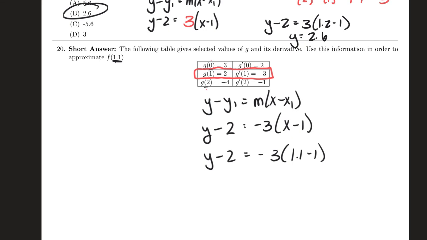1.1 minus 1 is 0.1. Multiply that by negative 3 is negative 0.3. And then you're going to add 2 to the other side to get y equals 1.7. So that's our final answer, 1.7. Again, make sure you use the value closest to the thing you want to approximate. So that's why I had to use the middle row and not the top or bottom.